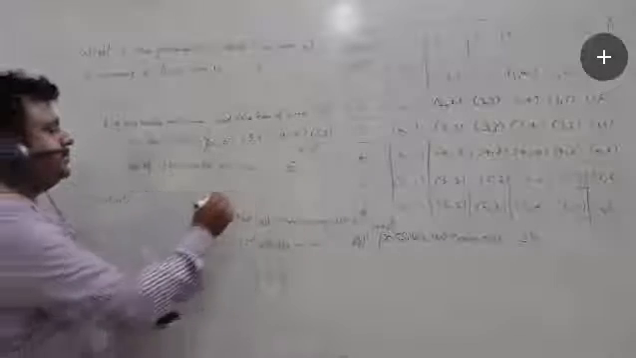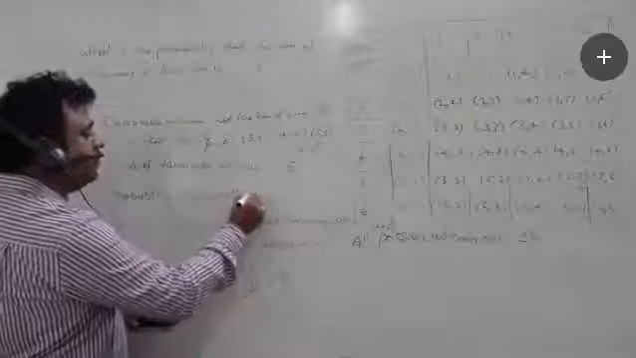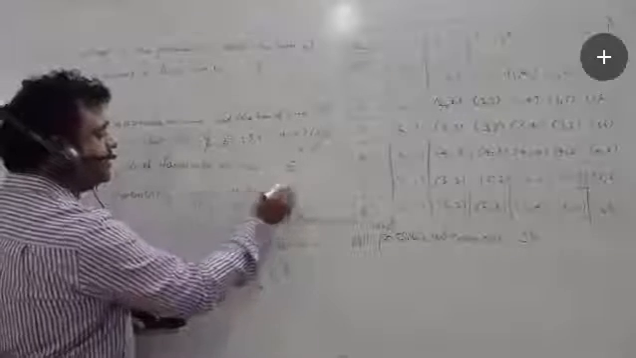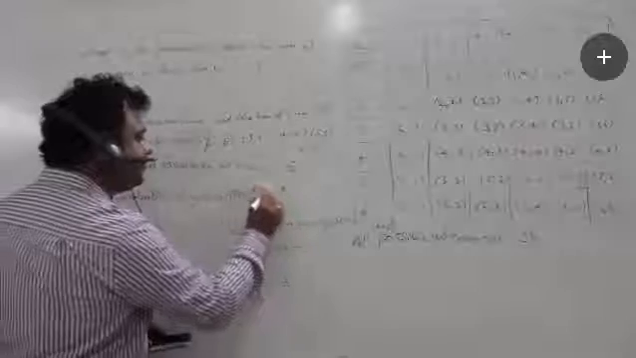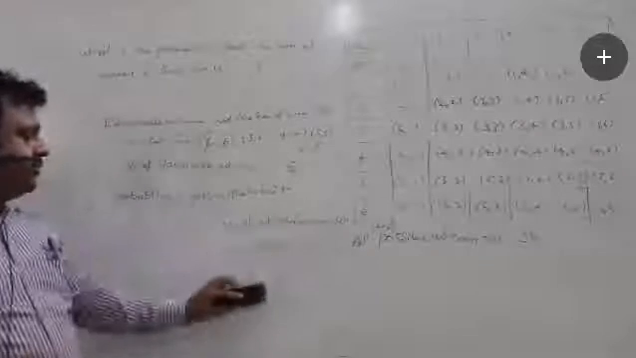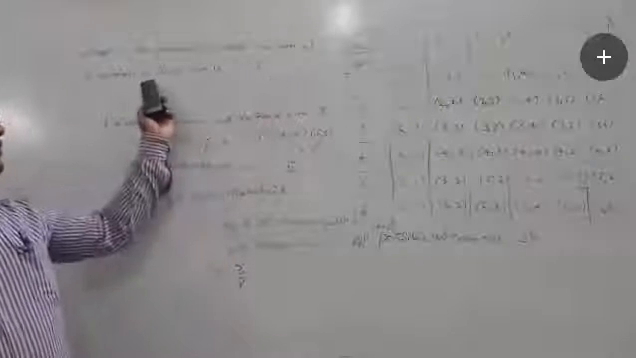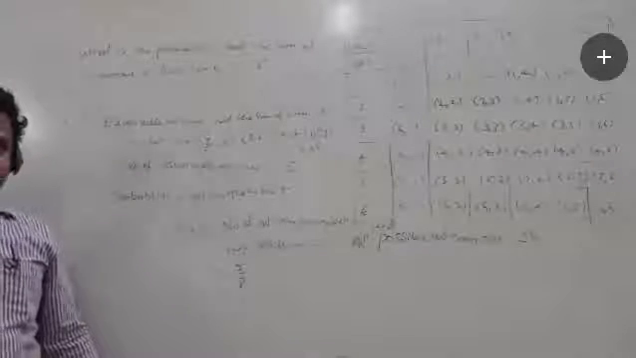Probability of getting the sum of two numbers as 8 is the number of favorable outcomes by the number of all possible outcomes. How many favorable outcomes, students? 5 by 36. This is the probability of getting the sum of two numbers on their face as 8. Okay students, I hope you understood.